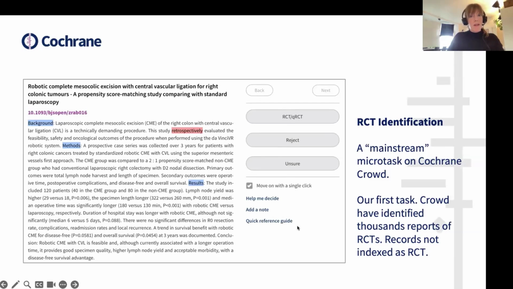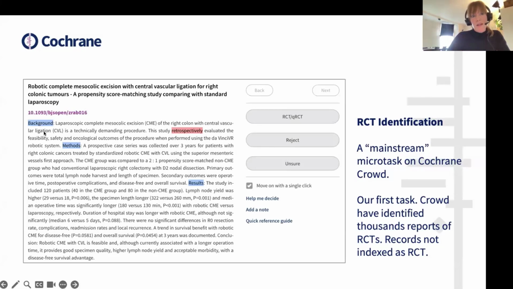And the crowd contributor has to come and have a look at the record and make a decision as to whether or not they think it is describing a randomized trial or not. And once they've made a decision, they reject in this case, the next record immediately comes up ready for them to make a decision. And just to briefly explain the highlighted words, these are to help direct the contributor's vision to parts of the abstract that might help them to answer the question.